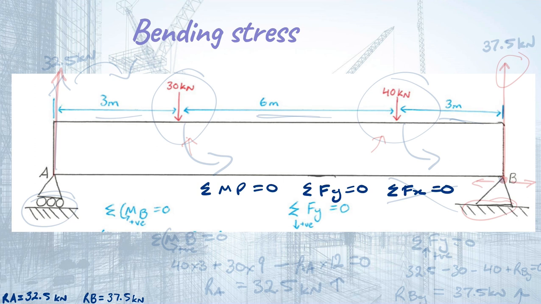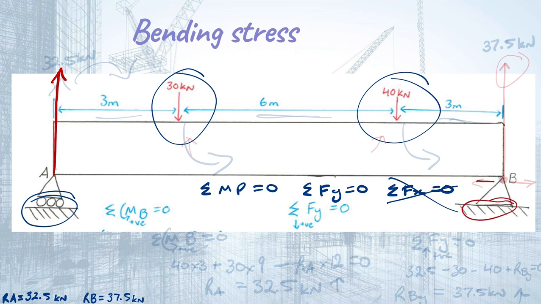Here, we've only got forces acting in the y direction, so we can ignore the sum of forces acting in the x. We see that this is a roller support, so we know automatically that it's only going to have a reaction going vertically upwards. And this is a fixed support, so it could have a reaction going to the sides and one going up. But we know that the loads are only acting vertically downwards, so there's no x force to combat. It's just going to go straight up.